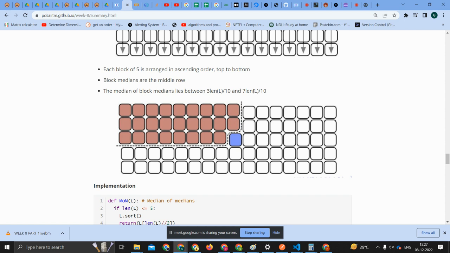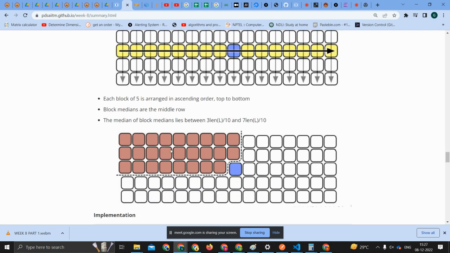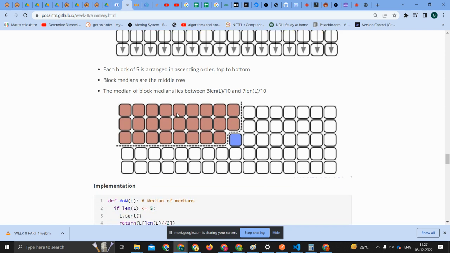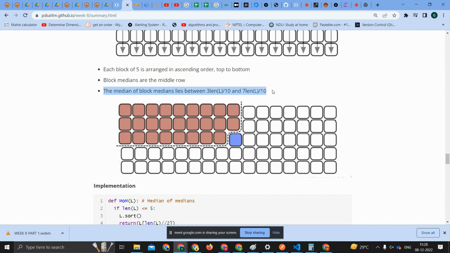Oh no, in the bottom picture it is 10, but in the top picture it is not 10. But what do you mean by note? Note corresponds to where, the top picture or the bottom picture? I'm not understanding. What are we talking about? The third bullet: the median of block medians lies between 3 into length of L by 10 and 7 into length of L by 10. Yeah, it is saying 7 into length of 10.